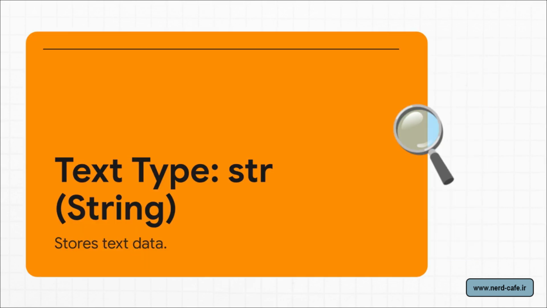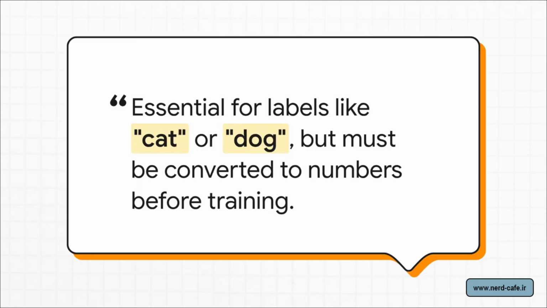Next up, we have the string, or str for short. This is how Python handles any kind of text, whether it's one letter or a whole novel. Super useful for us humans, but for machine learning, it's got a big catch. And here's the catch you absolutely have to remember. Strings are perfect for things we can read, like the labels cat or dog in your dataset. But, and this is a big but, before you can train a model on that data, you must convert those words into numbers. That process is called encoding, and trust me, it is a non-negotiable step.